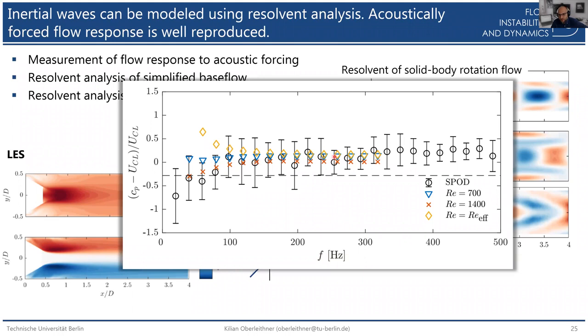And as you can see, the phase velocity is reasonably well predicted for a wide range of frequencies, but for low frequencies, we do have some scatter of the data, and this seems to be related to the type of closure model that we're using. So there needs to be some further investigation here.